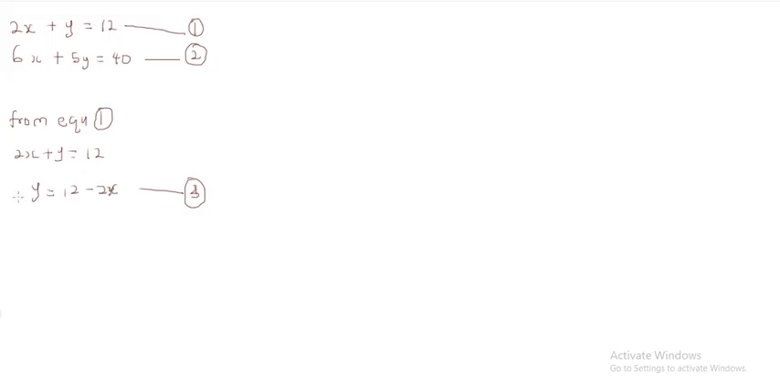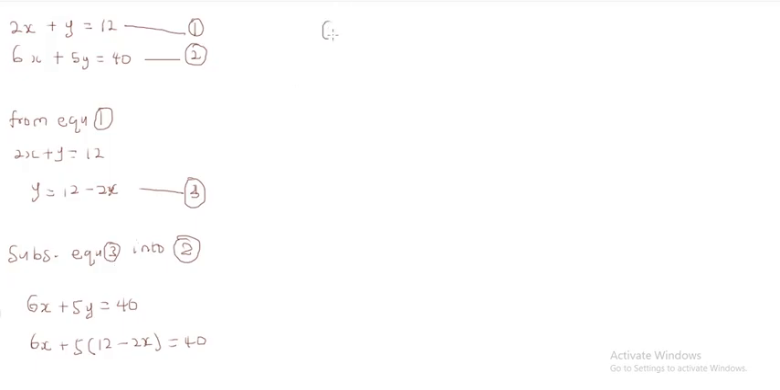Now I have to substitute equation 3 into equation 2 because equation 3 was made out of equation 1. Substituting equation 3 into 2, we know that equation 2 is 6x plus 5y is equal to 40. I can substitute my equation 3 into equation 2 so that it becomes 6x plus, my y is 12 minus 2x, is equal to 40. From here, I can continue. This is 6x plus 5 times 12 is 60. 5 times minus 2x is minus 10x, is equal to 40.